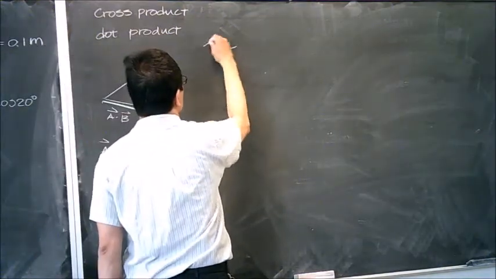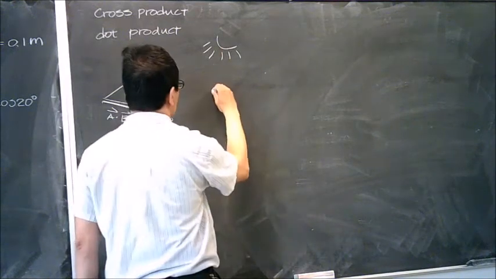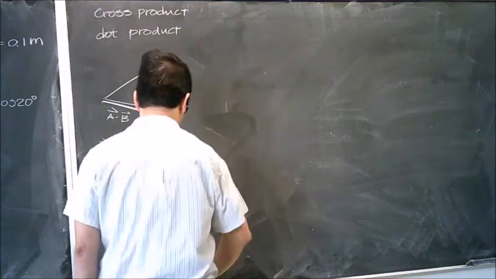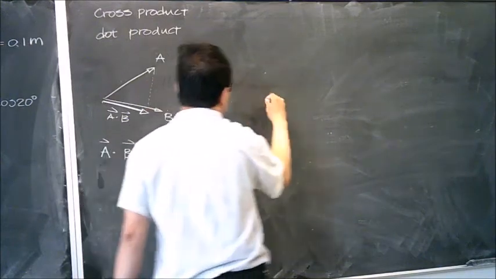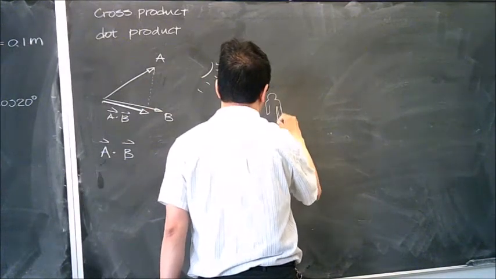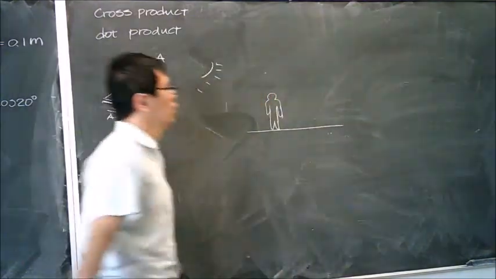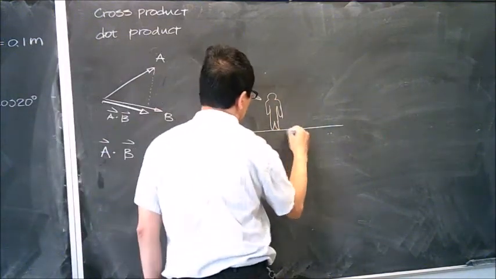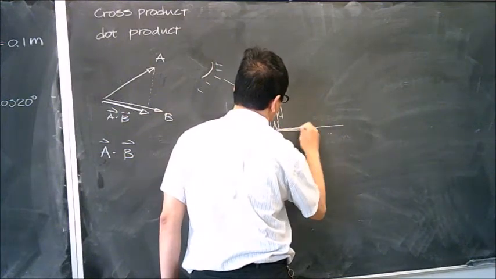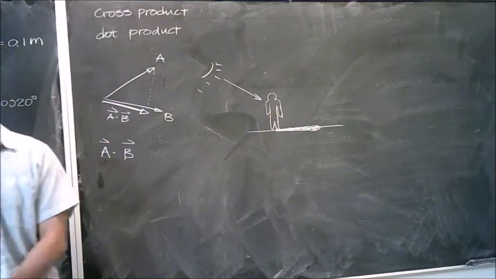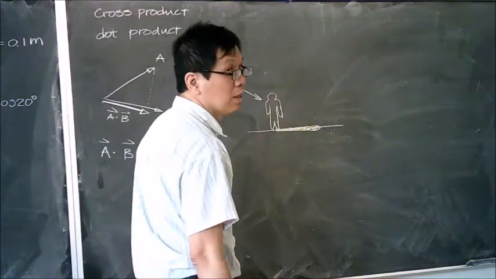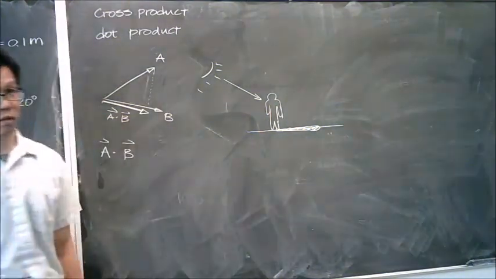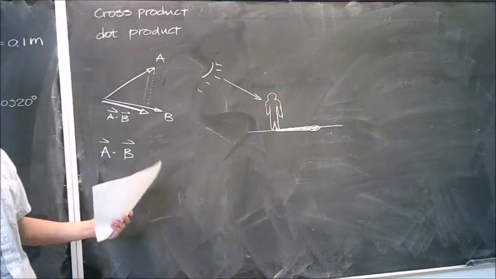So let's say I'm standing here. When I have sunlight over here, I'm going to have what? A shadow on the ground. So it's kind of like this. You have your object over here, and you want to see your shadow on the other vector or in the other direction. Then you use the dot product.